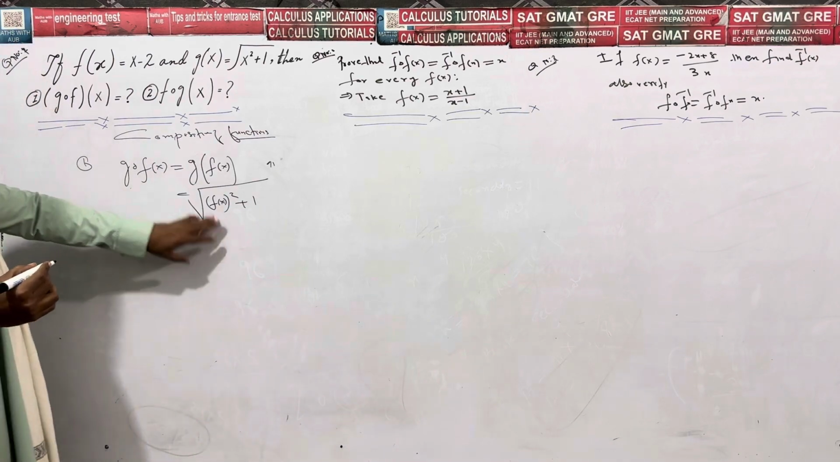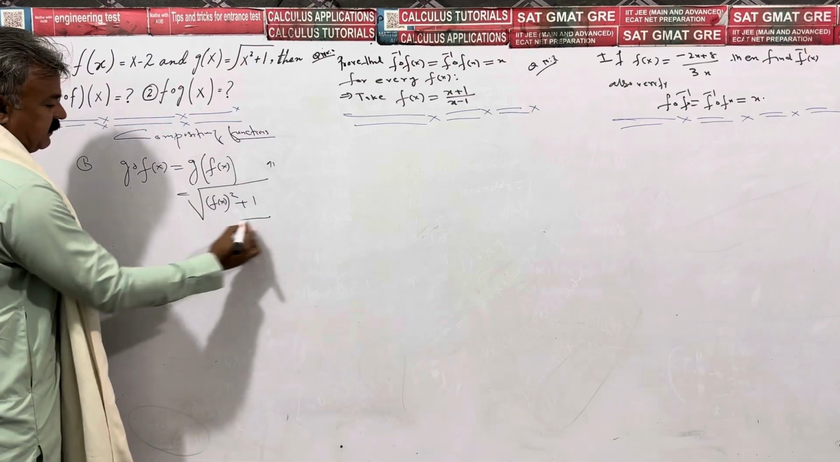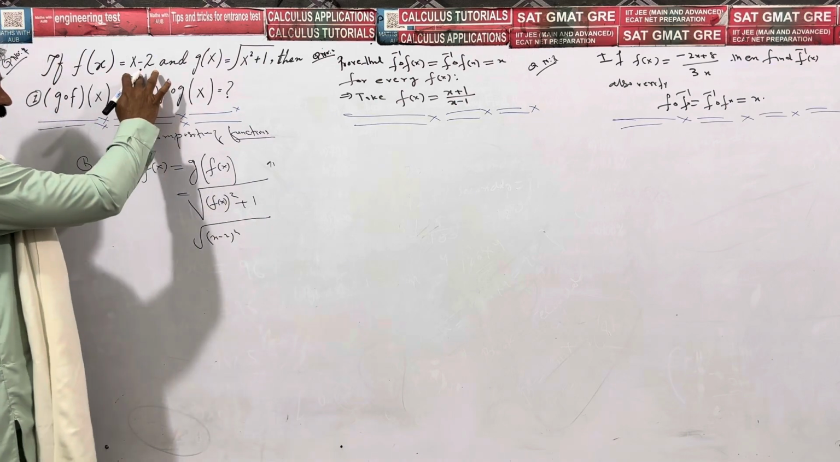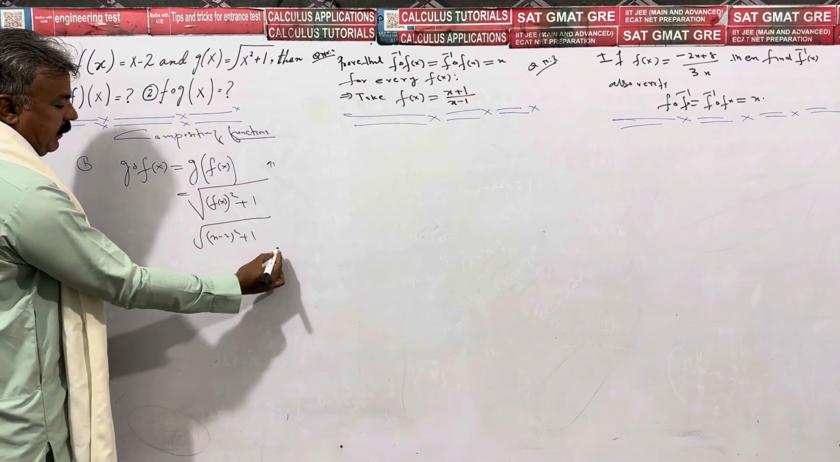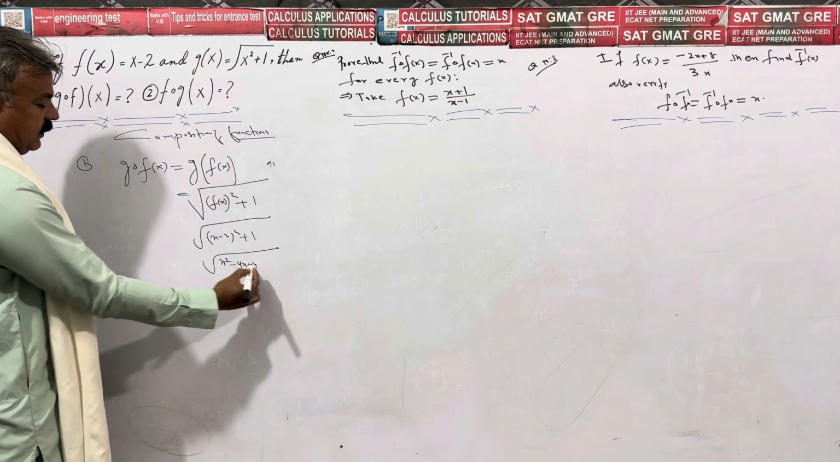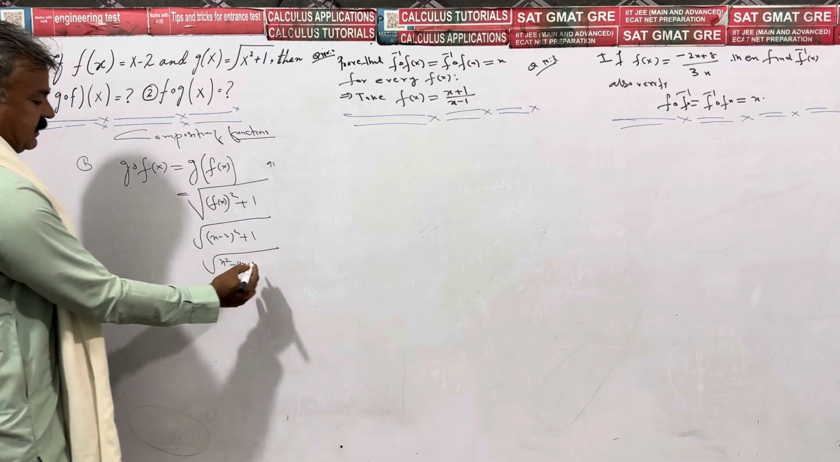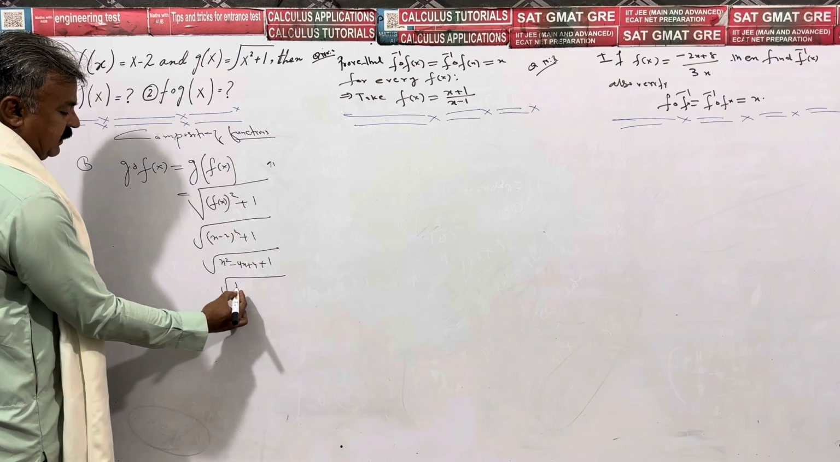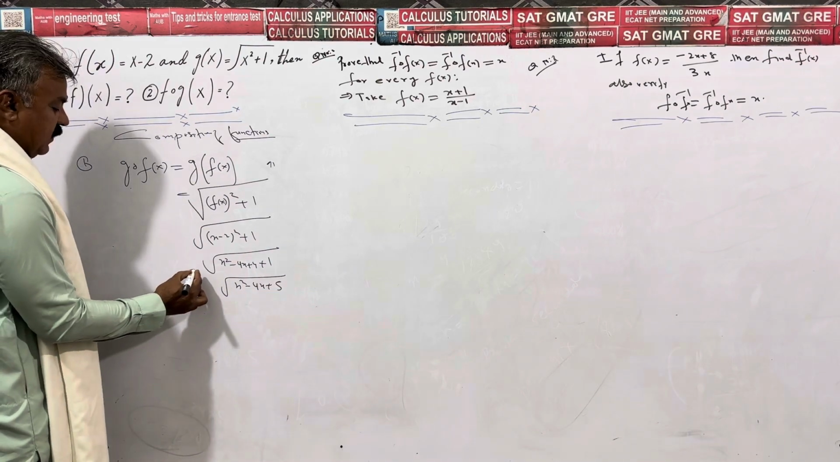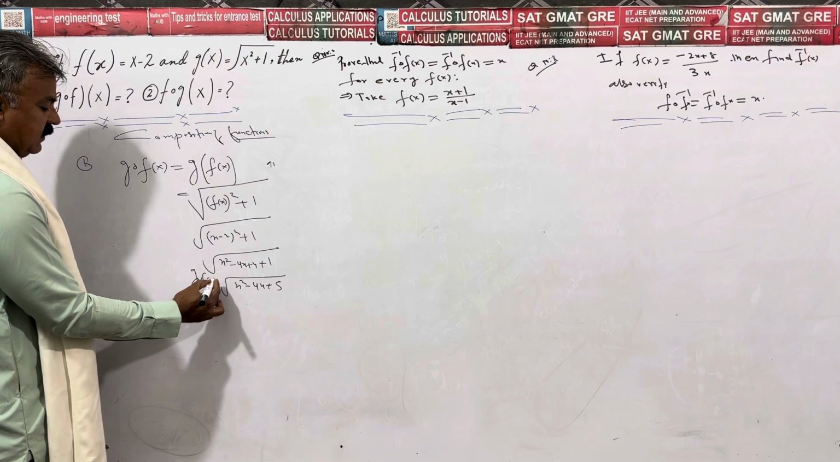Now, what is the value of f of x? It is x minus 2. So in root of f of x square plus 1, instead of f of x, put x minus 2. Open up, it will become x square minus 4x plus 4: a square, twice first into second, plus second square, plus 1. It is equal to x square minus 4x plus 4 plus 1, which is 5. That's the result of g∘f.